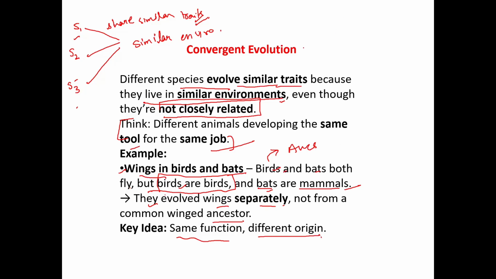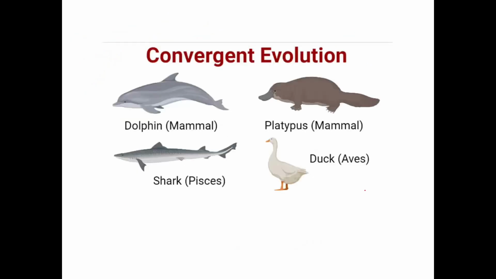So convergent evolution shows the analogous organs. Right, because analogous organs have similar function but differ in origin. So this is an example. Look, this is a dolphin, a mammal, but shark is under the category of Pisces. Platypus is a mammal, but duck is Aves.